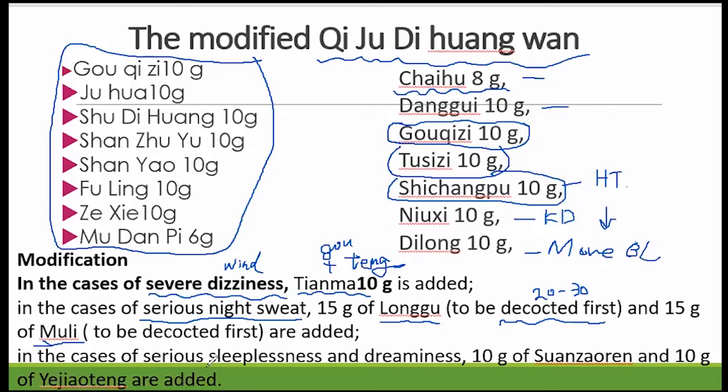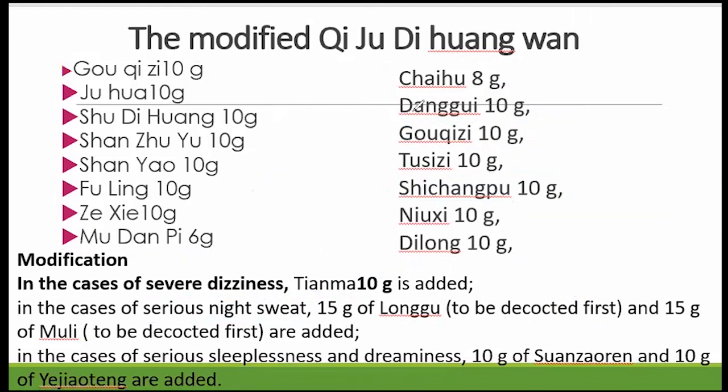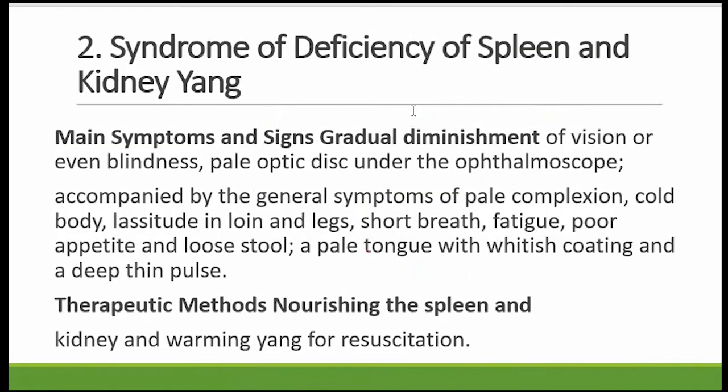And if the patient has severe sleep problems, whether they can't sleep or have dream-disturbed sleep, add 酸枣仁 and 夜交藤 to help with sleep. So that's the combination for this pattern.